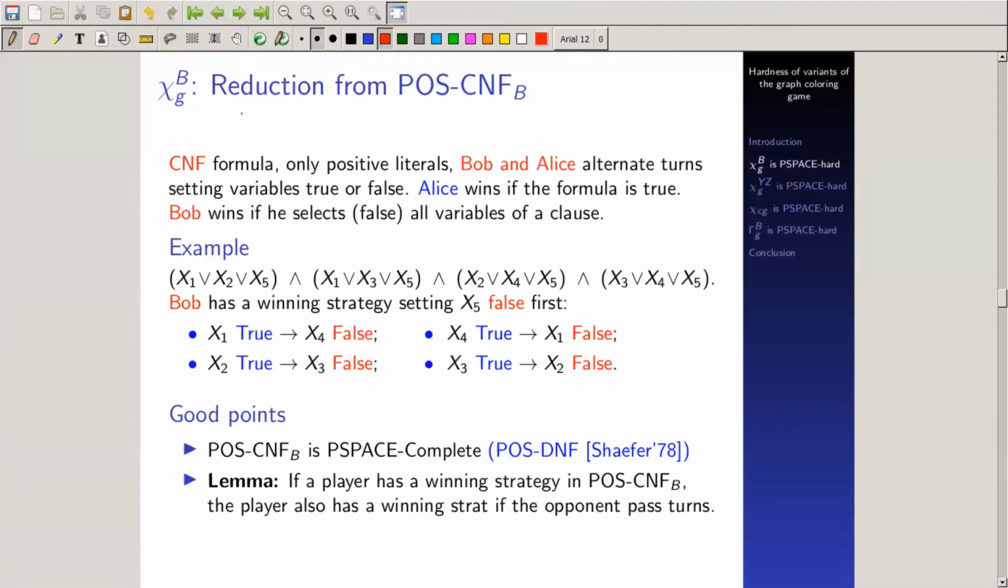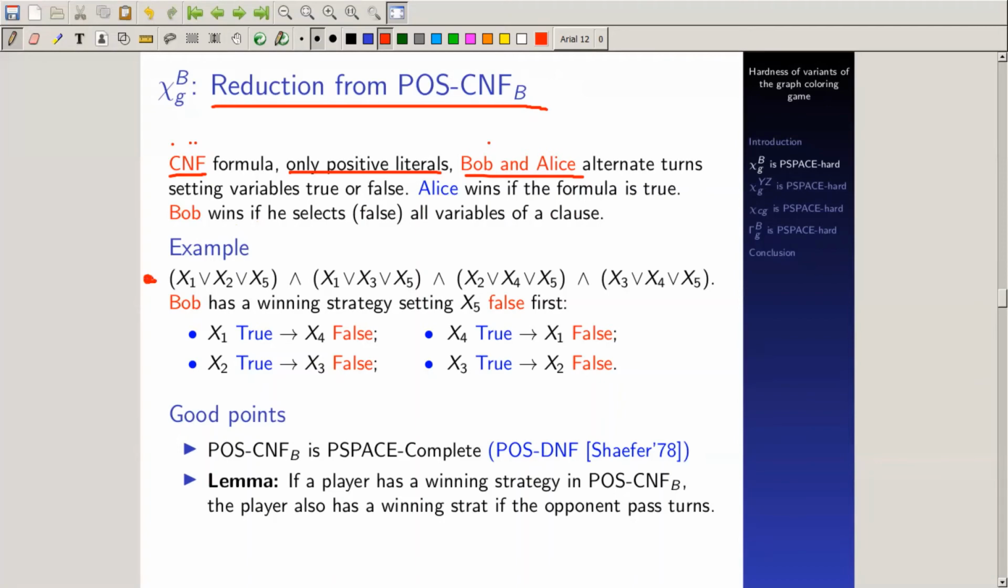We do this by reduction from POS-CNF B. Given a CNF formula, conjunctive normal form, with only positive literals, Bob and Alice, starting with Bob, alternate turns, setting variables true or false. Alice wins if the formula is true, and Bob wins if he selects all variables of a clause. That is, Bob wins if the formula is false.